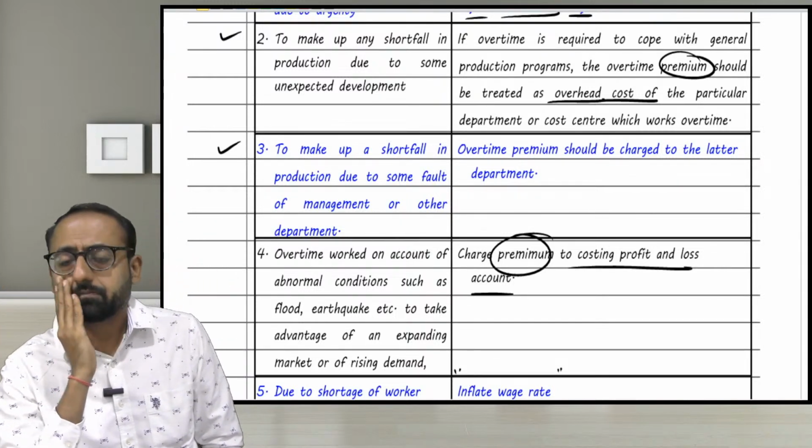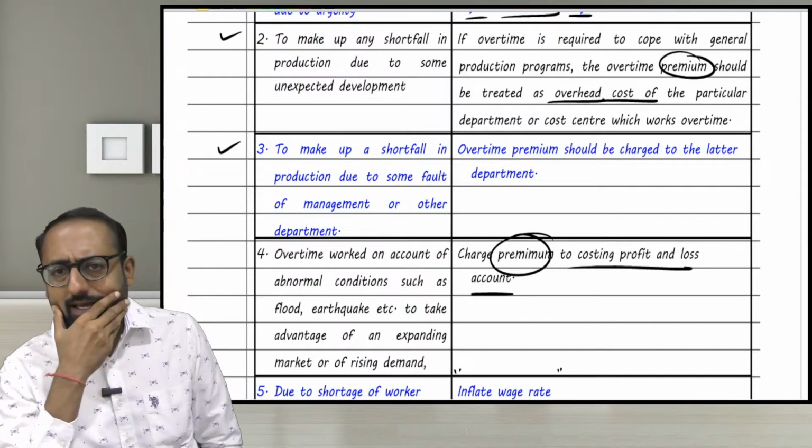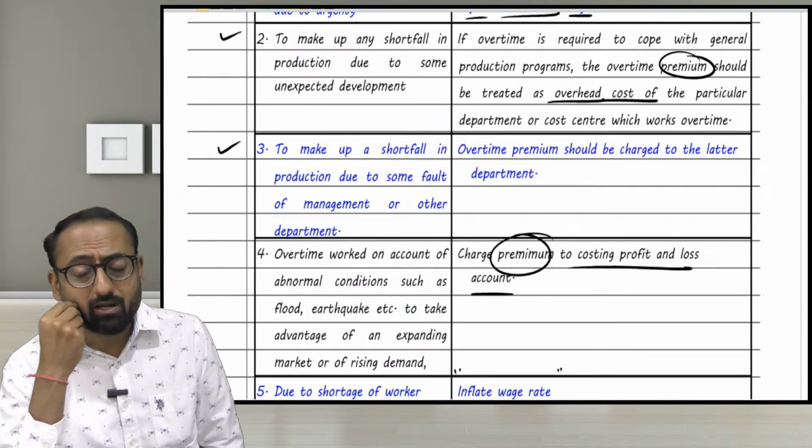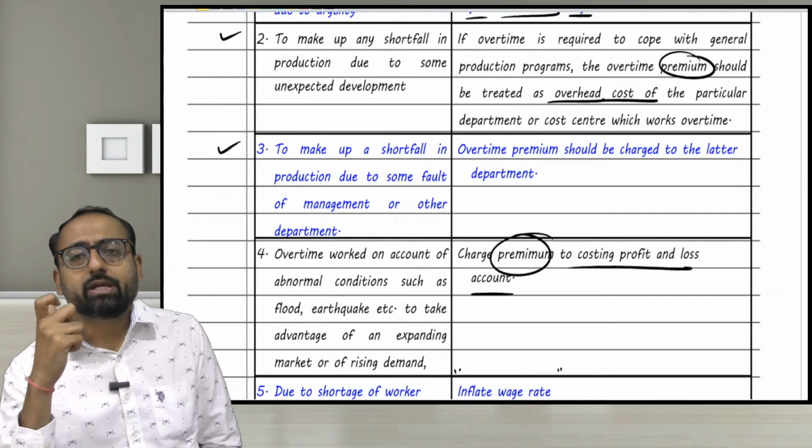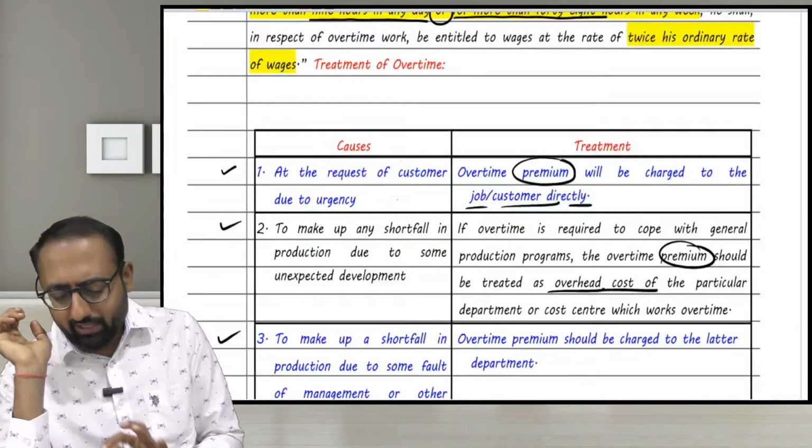Next situation: if overtime is worked permanently because of a shortage of workers, in such a situation you will have to inflate the wage rate. So this is overtime and its treatment.